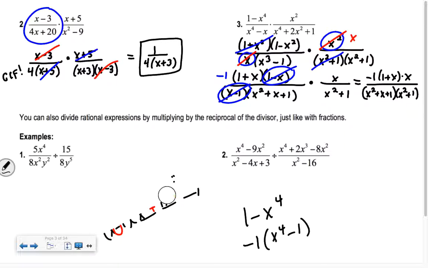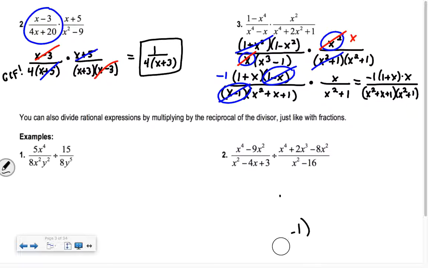All right, so let's talk about dividing. So we know that if we have two fractions divided, if I had 3/4 divided by 5/6, what do I do?